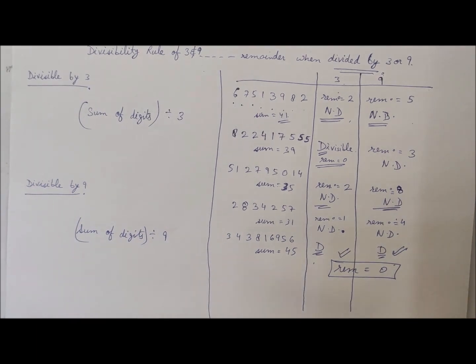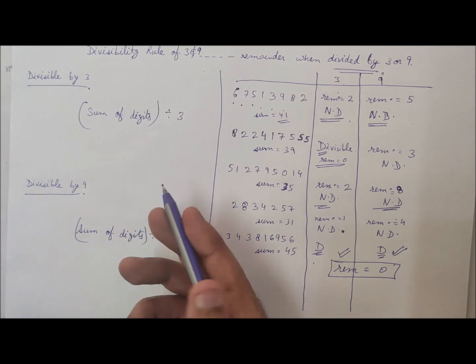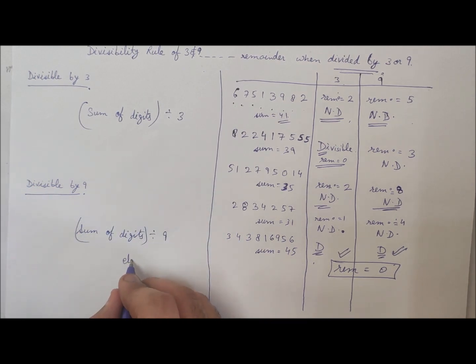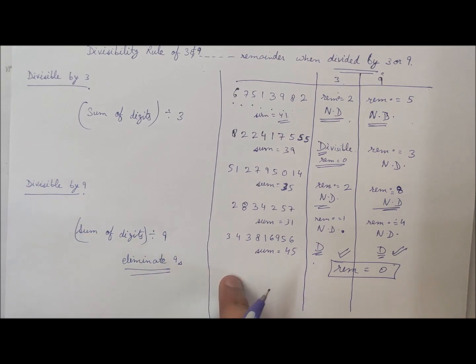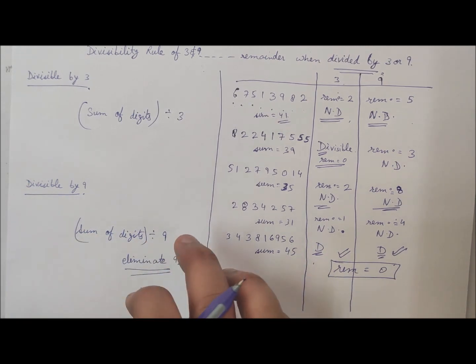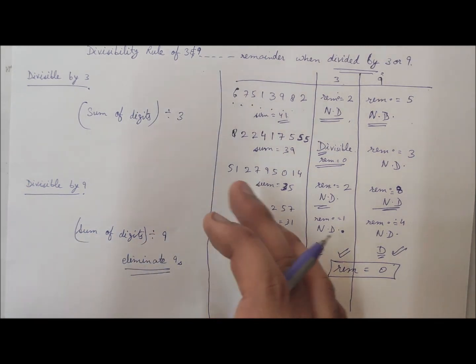Another inference that we can see here is that you can eliminate the 9s. When we are dividing by 9, or even by 3, we can eliminate 9s. Whenever the sum exceeds or comes out to be 9, we can just drop it because 9 is obviously divisible by 9 and 3 as well.